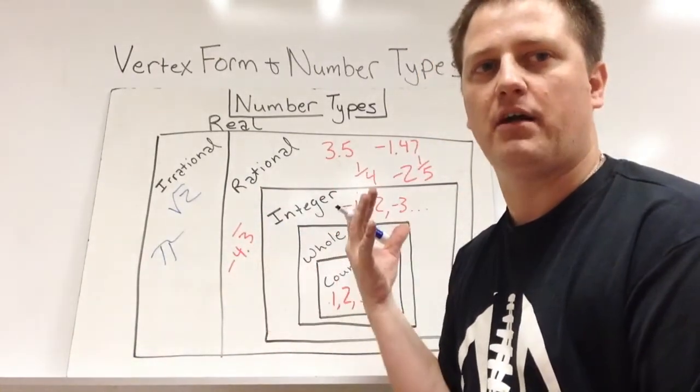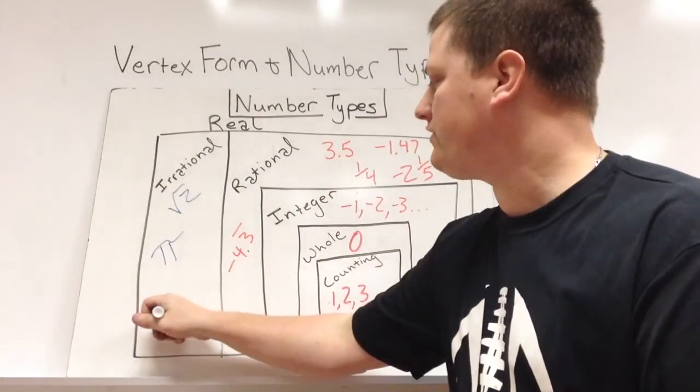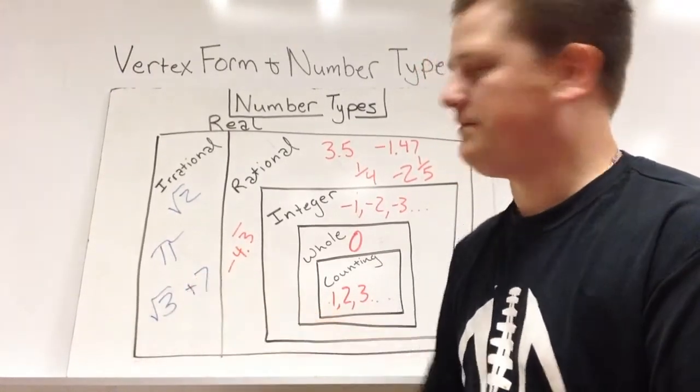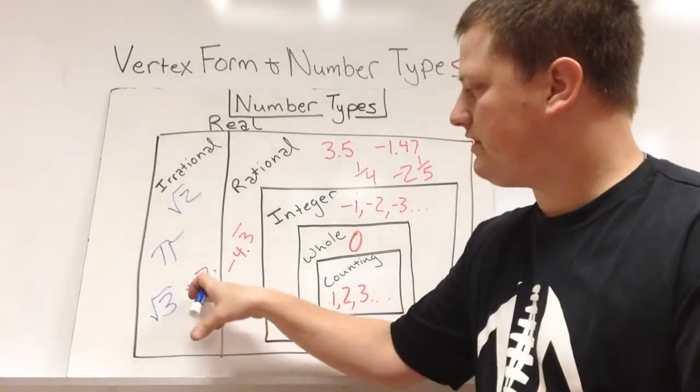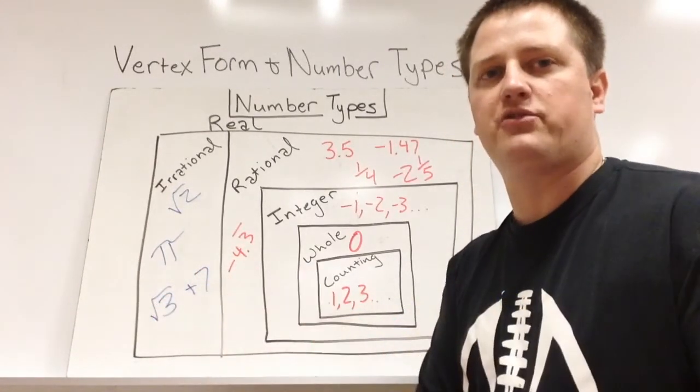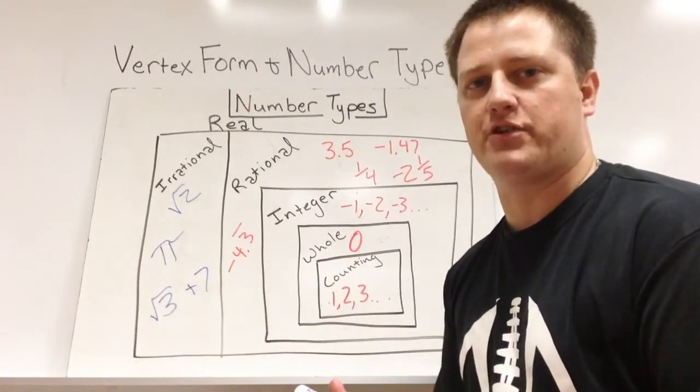We also have something called irrational expressions, which are things like the square root of 3 plus 7. Even though 7 is rational, the square root of 3 isn't, and an irrational plus a rational will always give us an irrational.